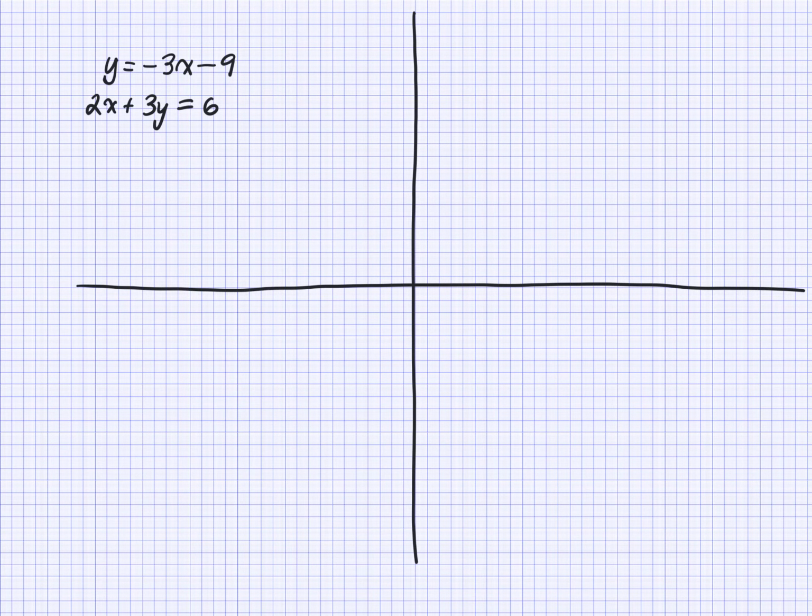Okay, so we're going to graph these two lines. This is line 1, we'll use red, and then line 2. We're going to graph it using intercepts. Okay, so that's what we were practicing before.